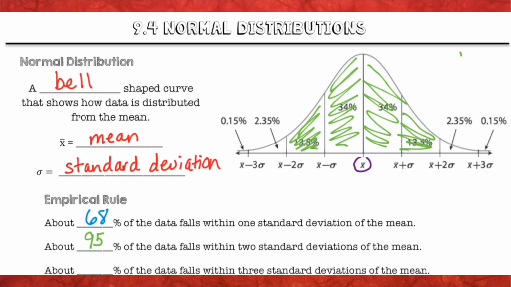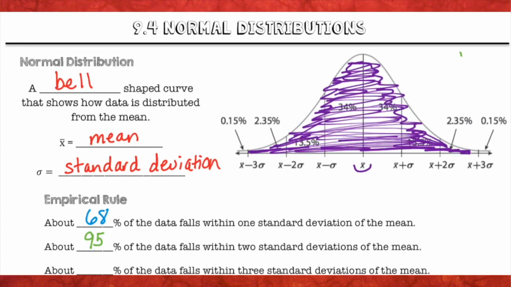And then the last part would be three standard deviations away. So we're also going to include those 2.35 that's on the outside. And you'll notice that the 0.15% is not included. So we can shade all the way up to the 0.15%, but we're not including that. So when you add everything together, 2.35 plus our 13.5 plus our 34% on each side, 99.7% will fall within three standard deviations away from the mean.